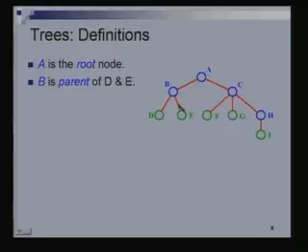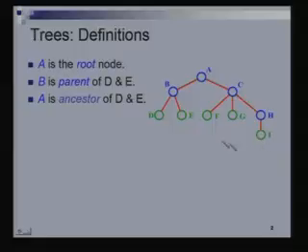There is a notion of parent and children. So the node B is the parent of nodes D and E. Okay? By the same argument, A is the parent of B and C. C is the parent of F, G and H. A is a parent of B, which in turn is a parent of D and E. So A is an ancestor of D and E. A is also an ancestor of F, G and H. A is also an ancestor of I.